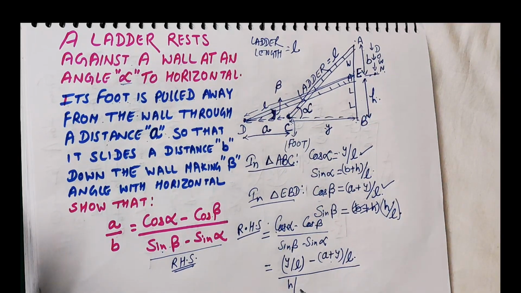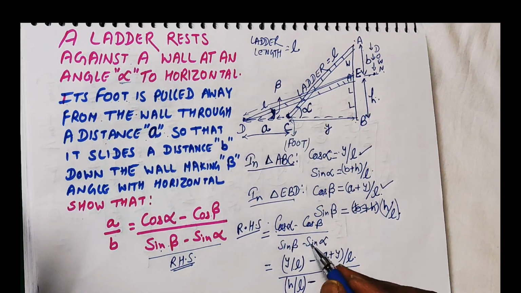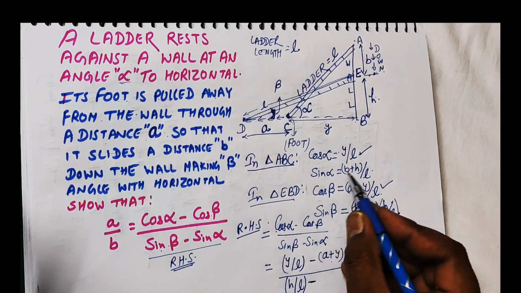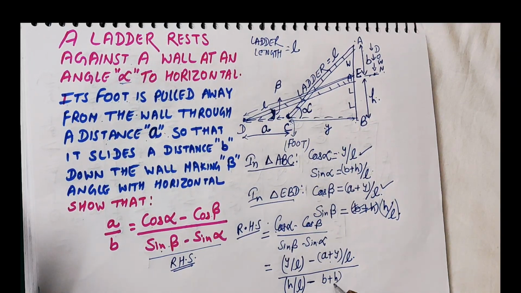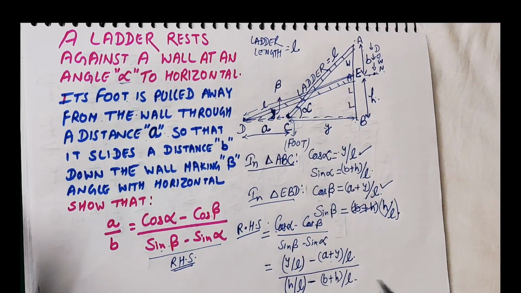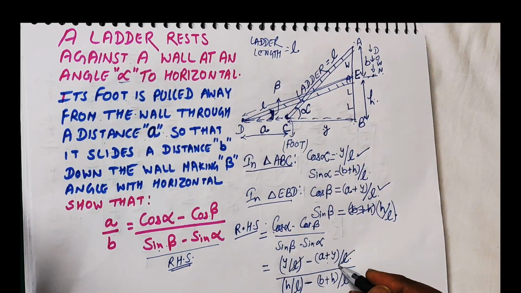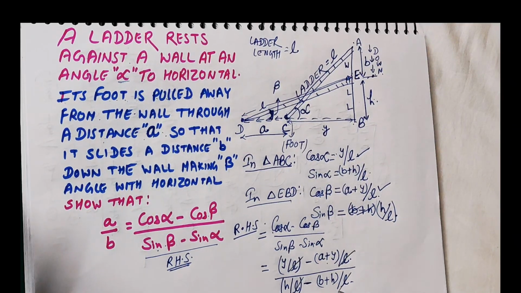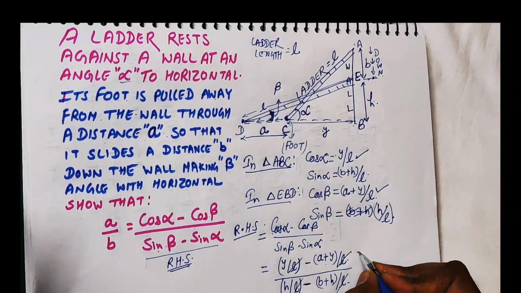So just put the values of sin beta and sin alpha. So what is sin beta? You can see H by L. Put that into the denominator, H by L in place of sin beta, and in place of sin alpha it's B plus H by L, right? So we just put the values over here. You can see L is there in all the terms, so it will be cancelled out. L in the denominator of all the 4 terms will be cancelled out.